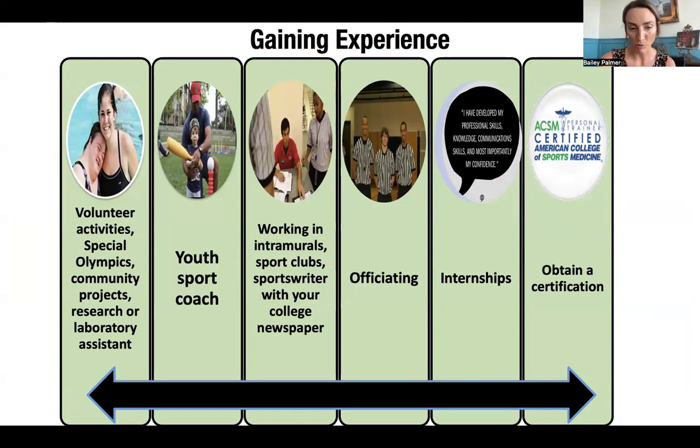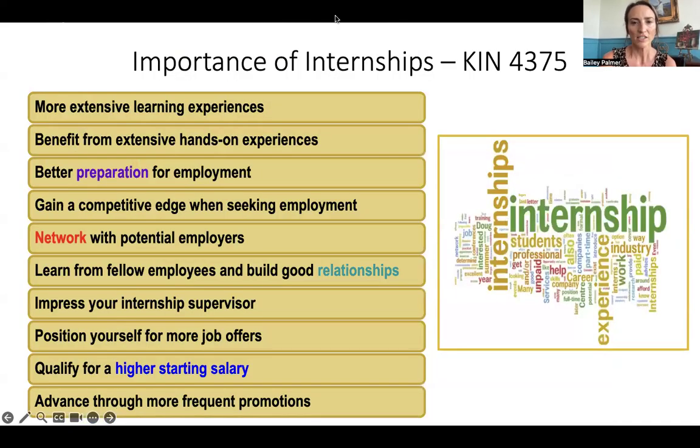You can also be a sports coach, work with youth sports teams. You can work in intramurals at Texas Tech or the sports club. You can be a sports writer for college newspaper. You can do some officiating. Obviously, the internship is really important. And then let's talk about certifications. So actually, this talks about internships first.